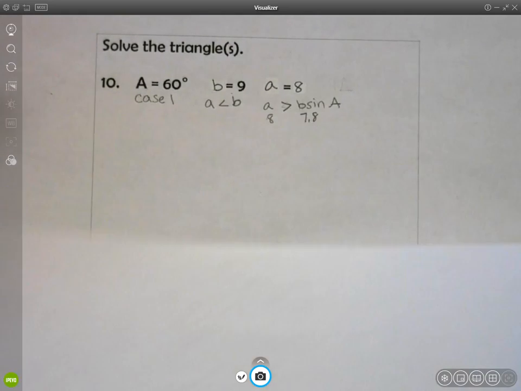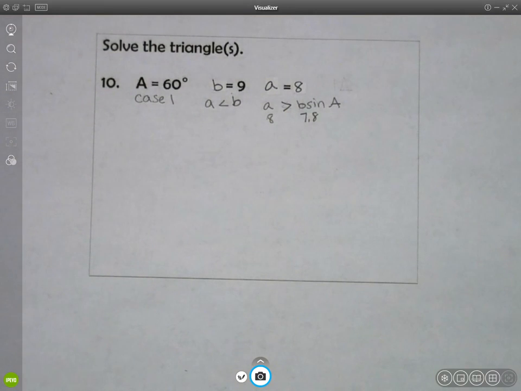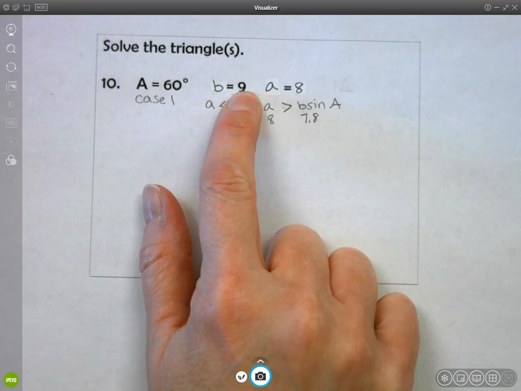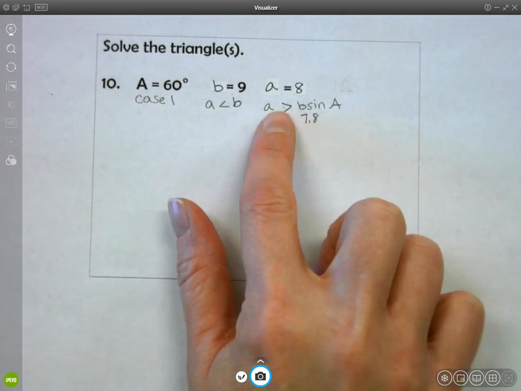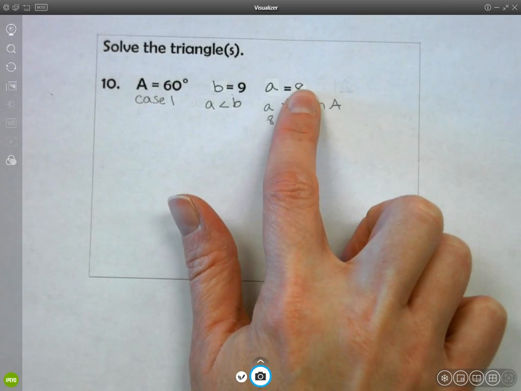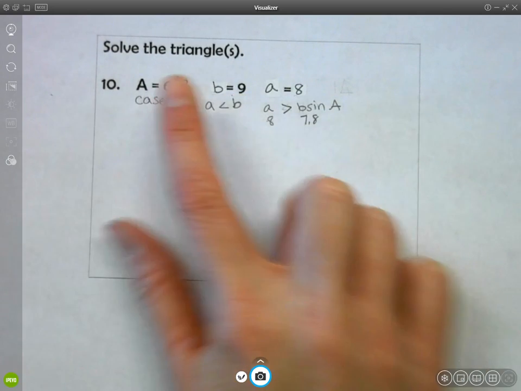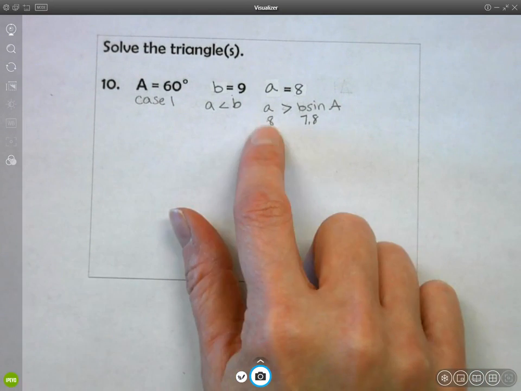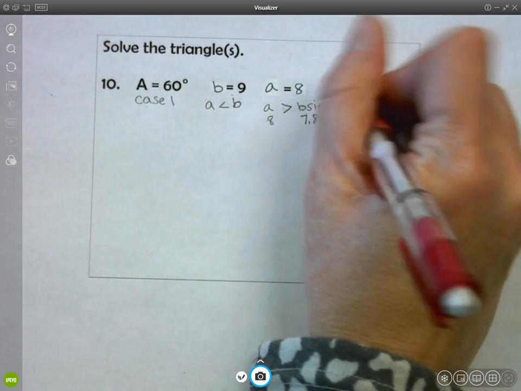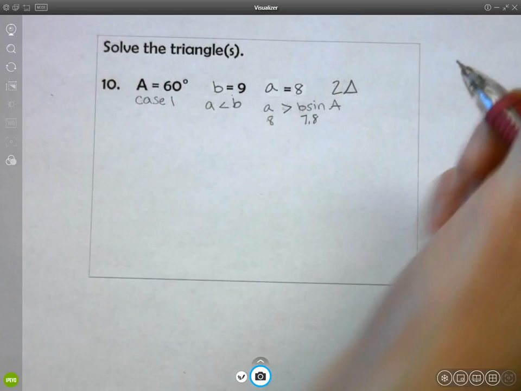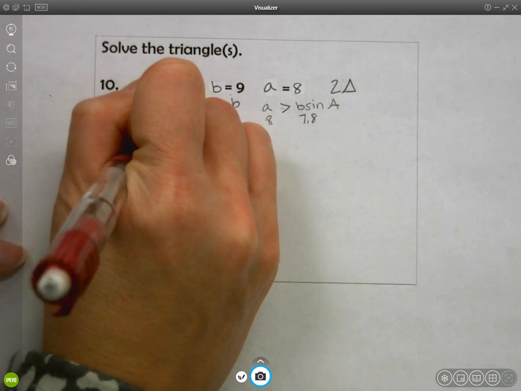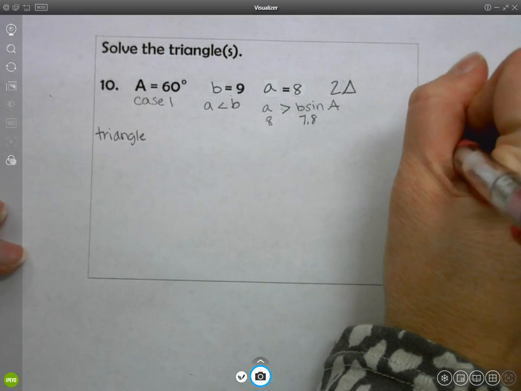All right, so on number 10, we have case 1 because we have an acute angle. If you compare A to B, you have that 8 is less than 9. So then you have to look at the height of the triangle and compare side A to that. So if we do 9 times the sine of 60, we get a height of our triangle, B sine A, of 7.8. And 8 is more than that, which tells us that we have 2 triangles. So we're going to have to figure out triangle 1 and triangle 2.